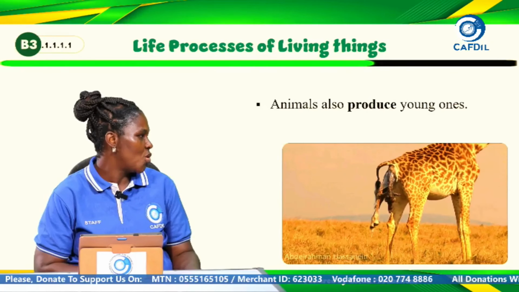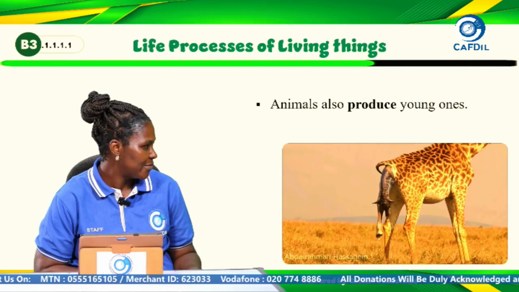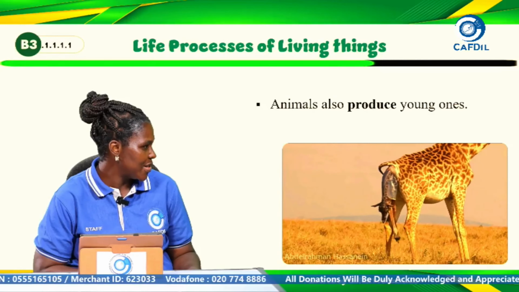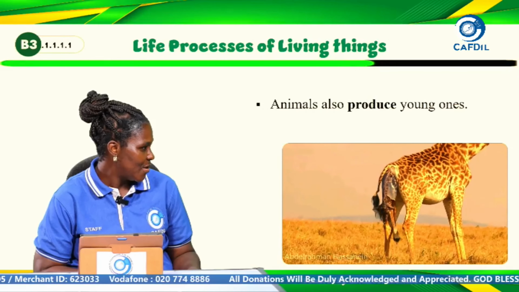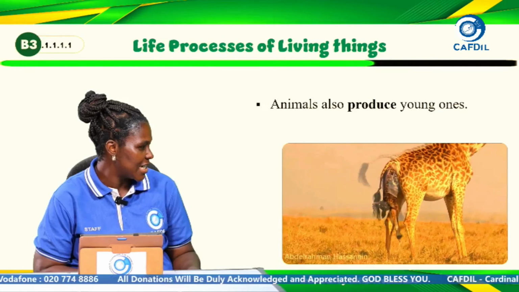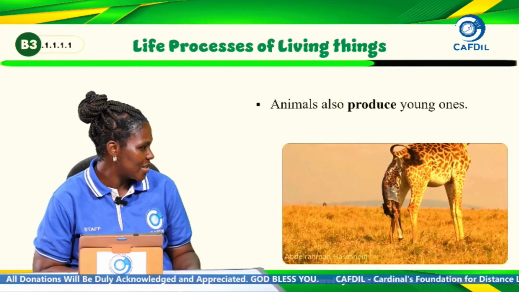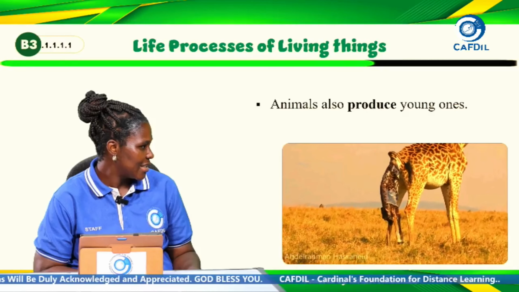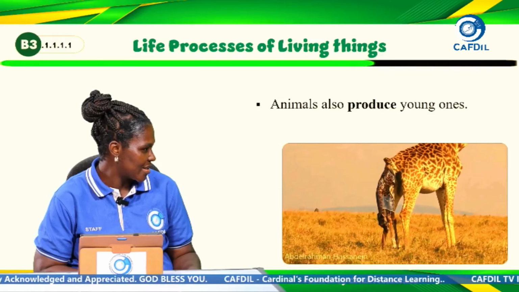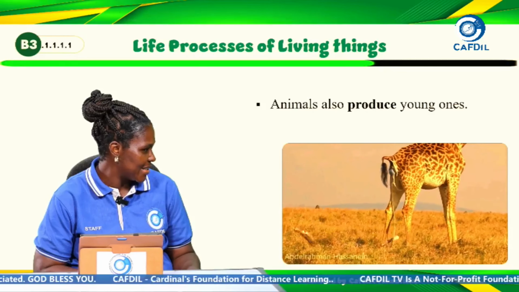Animals also produce young ones. Look at this giraffe. Look at how they also give birth. When they are pregnant and they are ready to give birth, they don't sit down. It is standing. The baby is coming out. He's pushing the baby out. And the baby is down.